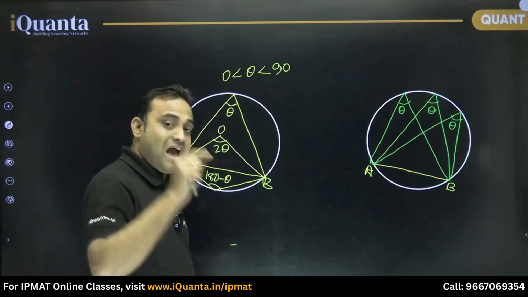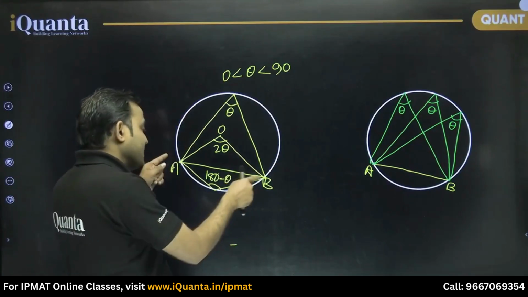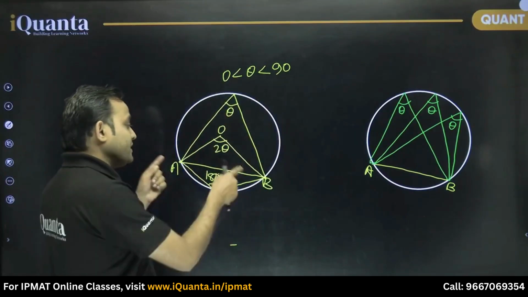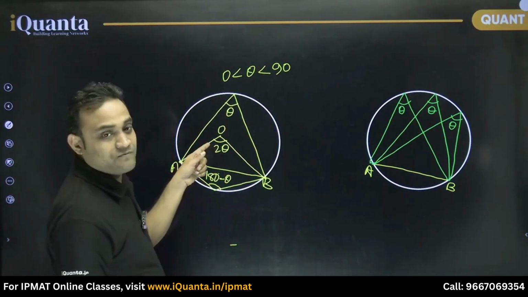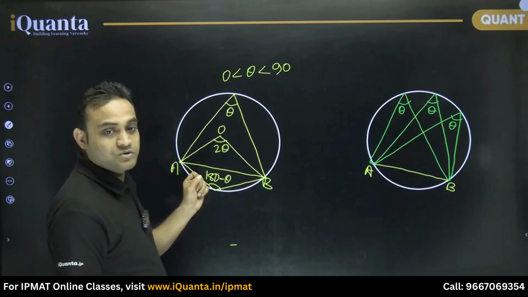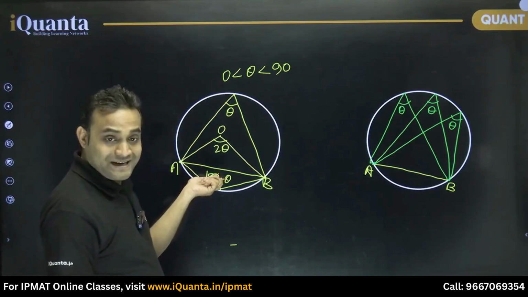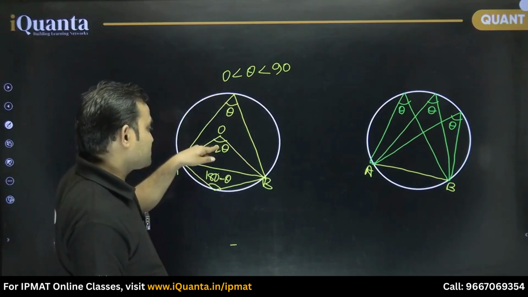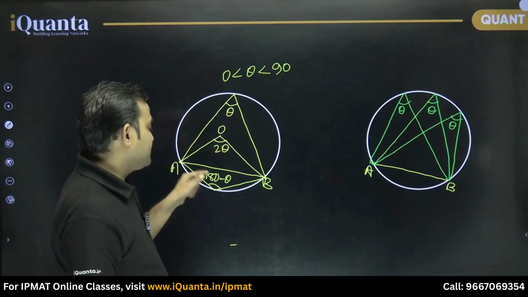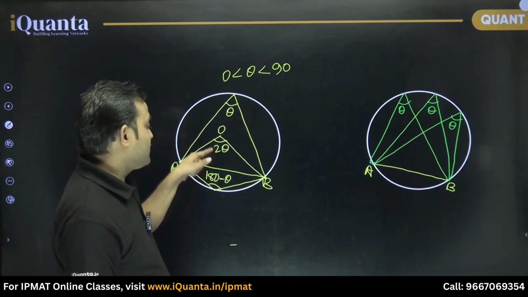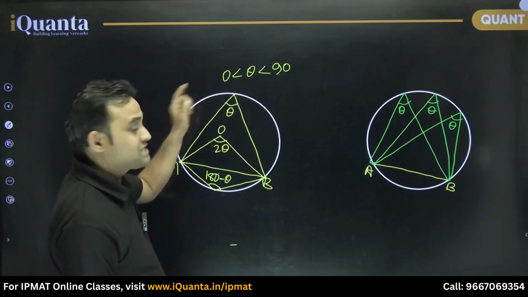So if ever you see that the angle made by a chord on the circumference is obtuse, then the angle made by the same chord at the center will be 2 theta. If this is 180 minus theta, this will be 2 theta. If this is 120 degrees, then this will be 60 degrees, and so this will be 120 degrees. If this is 110 degrees, then this will be 140 degrees. Why? Because this will be 70 degrees.